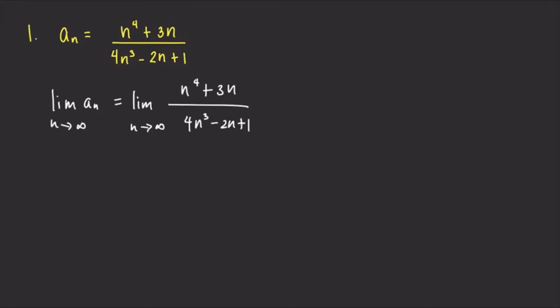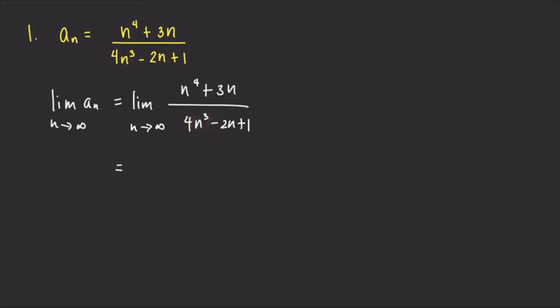So this is similar to computing limits of rational functions. As n goes to infinity, this goes to infinity, this goes to infinity. But our technique when computing limits of a rational function at infinity is to divide the numerator and denominator by the highest degree term in the denominator, excluding the constant. So you may exclude this coefficient here, which is equal to 4. So we just have to divide the numerator and denominator by this highest power of n in the denominator, which is equal to n cubed.